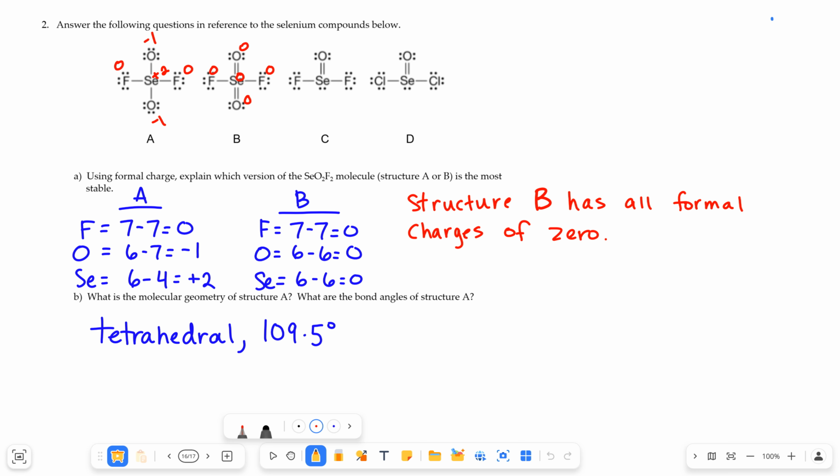Structures A and B, for that matter, are both tetrahedrons. A and B both have 4 total electron groups around the center. It doesn't matter if they're single bonds, double bonds, triple bonds. It doesn't matter if the atoms on the outside are the same or different. Both structures A and B have a total of 4 electron regions around the center. They'll be tetrahedral with 109.5 degree angles.